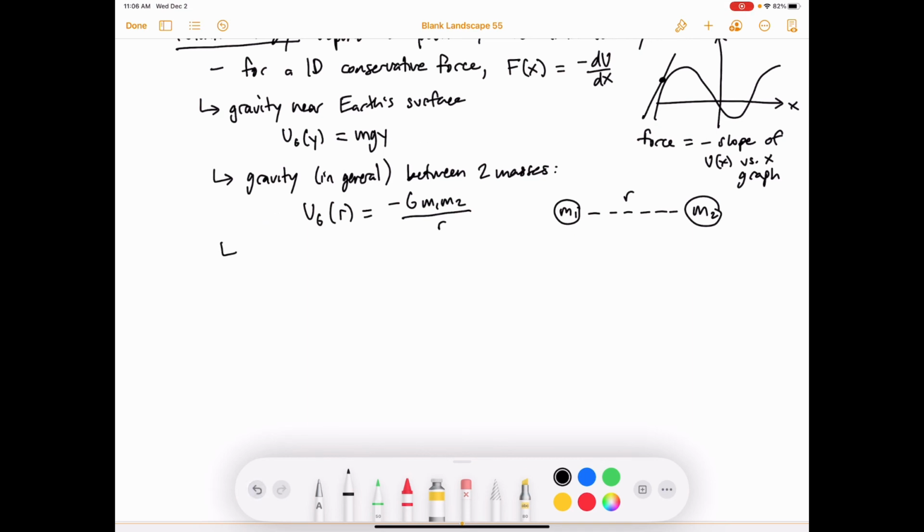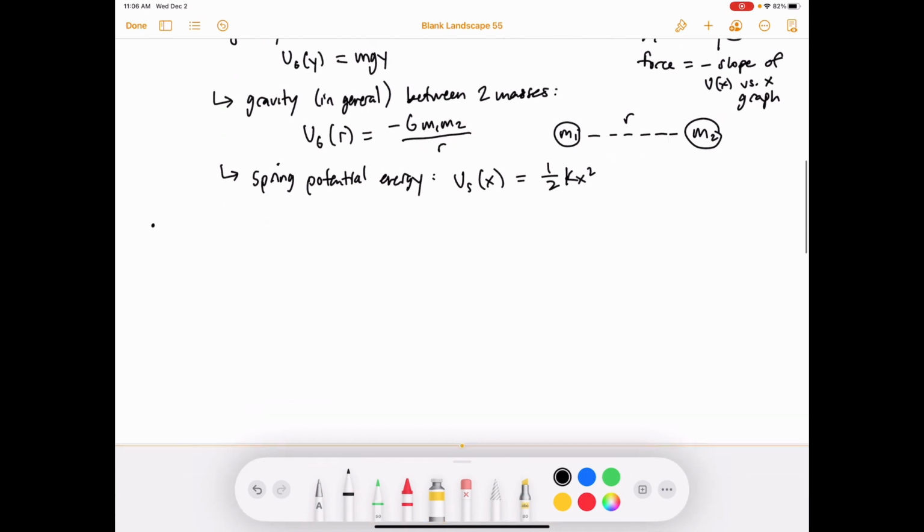Okay, and then the last one was spring potential energy. So the idea here is if you compress or stretch out a spring, it will store some potential energy, and that's going to be given by U_s as a function of x, where x is the amount of stretching or compression of the spring, equals 1/2 k x squared. Okay, so that's potential energy.